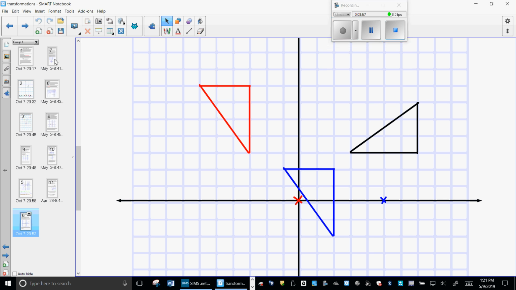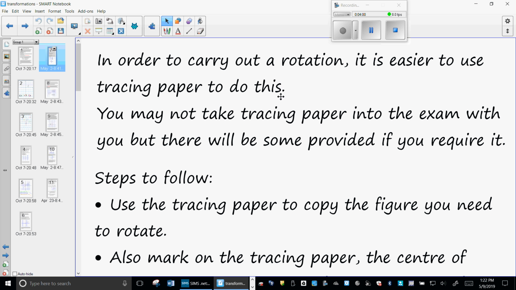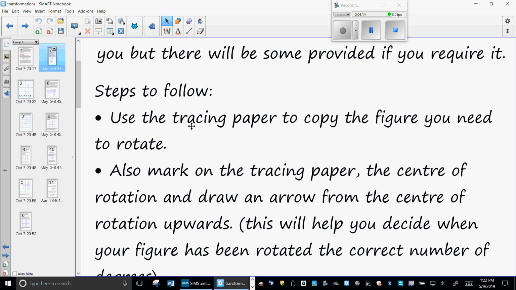I think I'll go through the process in this one. So in order to carry out rotation, use tracing paper. That was just a picture to show that the centre is important. As I say, you can't take it in, but you can ask for it. So you're going to use your tracing paper and copy the figure you need to rotate. Also mark on the tracing paper where the centre is, and draw an arrow from that centre of rotation just sticking up. Now the reason I say to draw it on the tracing paper is that where that arrow starts from, you're going to move that arrow to your finishing point.